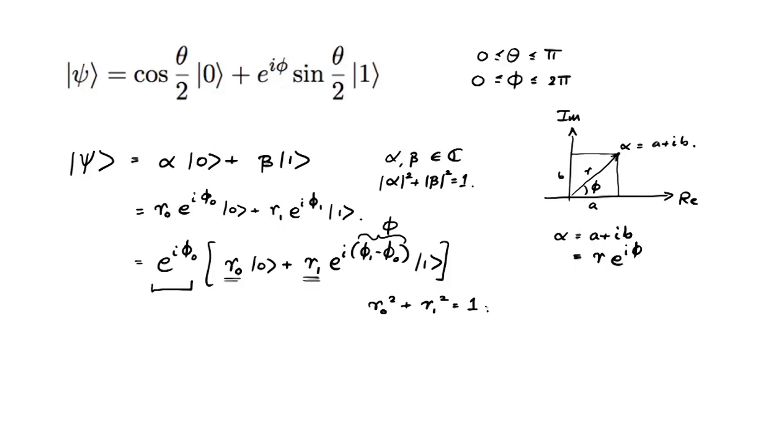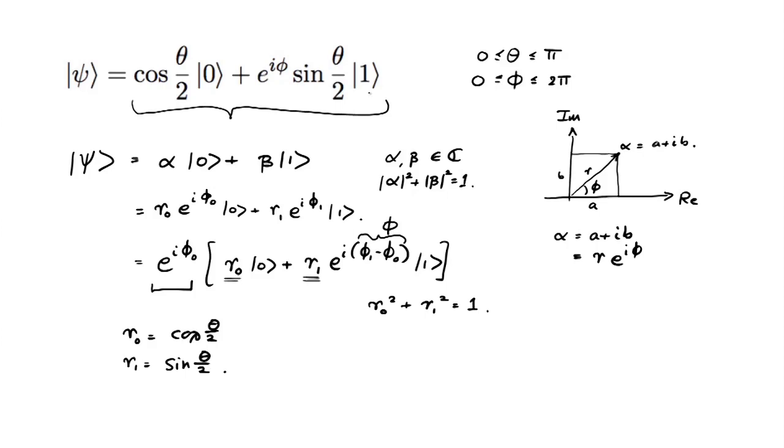And so equivalently, we could write r_0 as cosine of theta over 2. We choose theta over 2 for reasons that will become clear in a minute. It's just cosine of some angle. And r_1 would then be sine of theta over 2. And so now you get exactly the representation that we mentioned earlier.